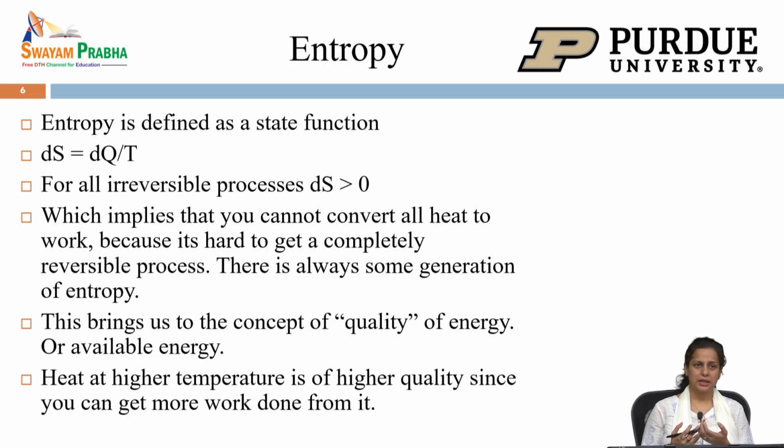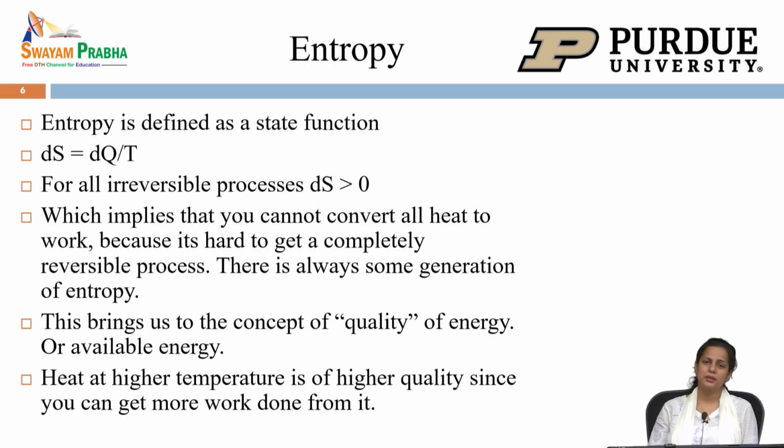Generally, heat at higher temperature is of higher quality, since you can get more work done from it, and there is always a reference system that we use. So, you calculate the actual work done by T minus T naught, where T naught is your reference system. And if you have taken a thermodynamics course, you might be aware of the Carnot efficiency. That is what is known as the Carnot efficiency, where it depends on the temperature gradient, and there are always some losses that happen.